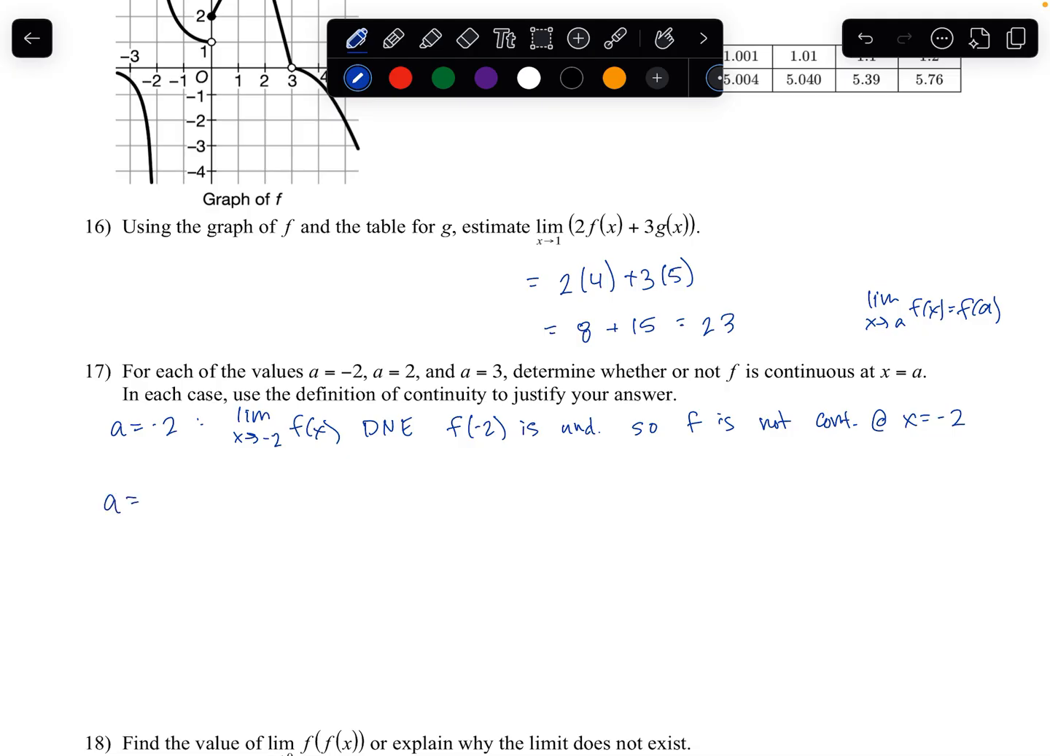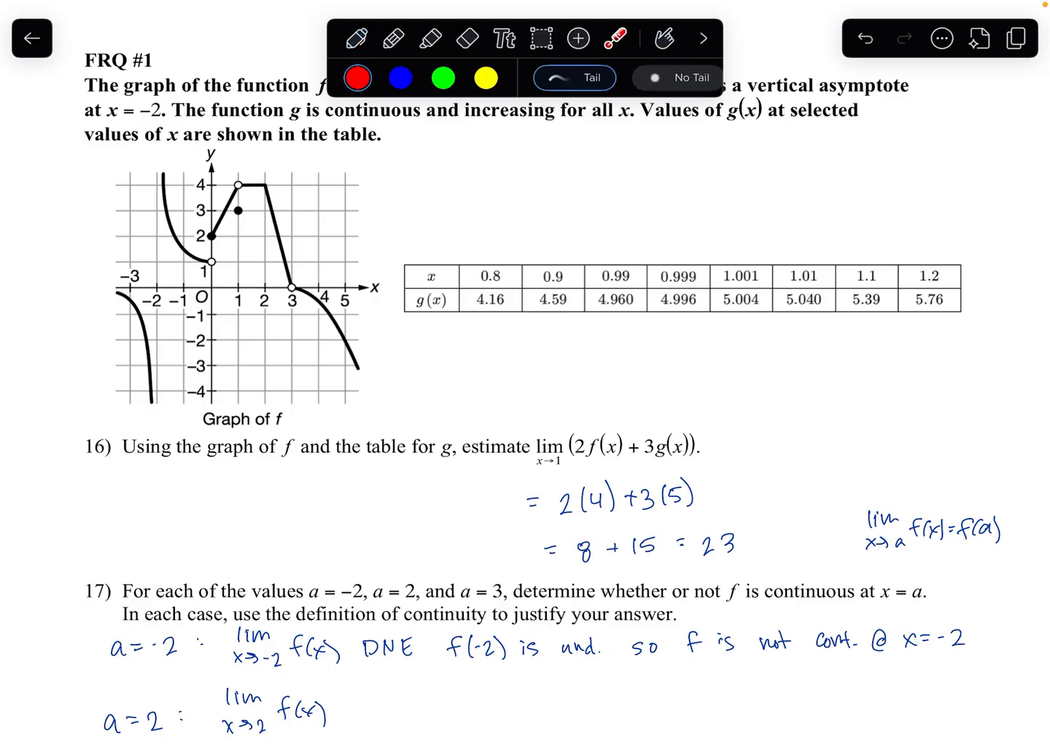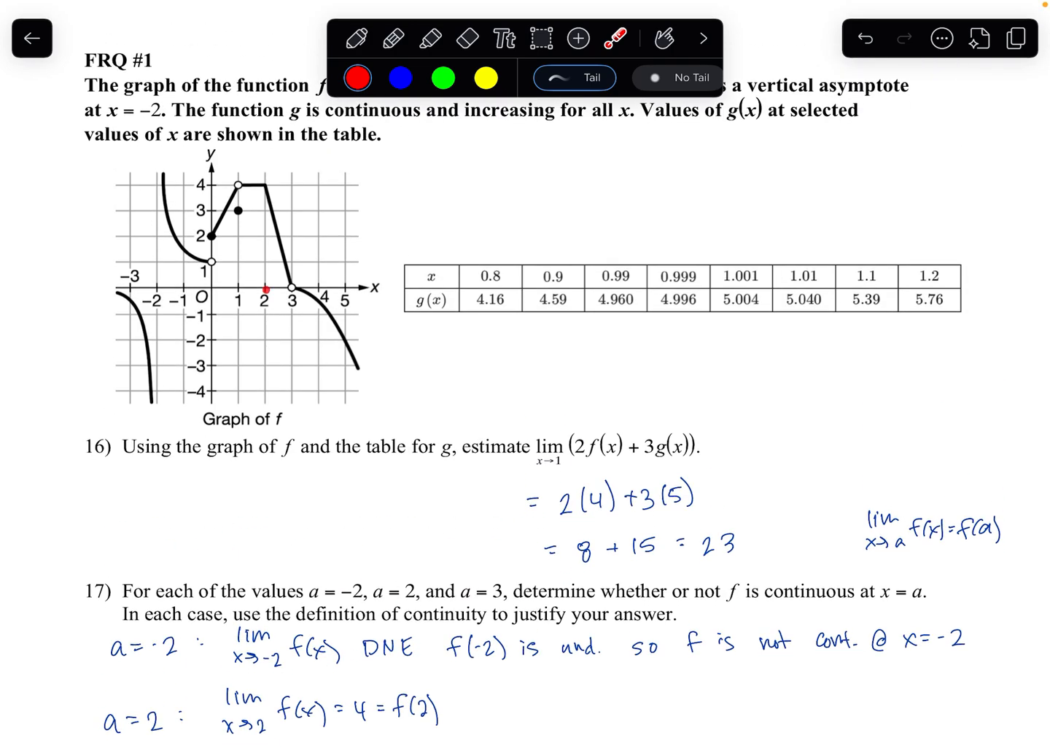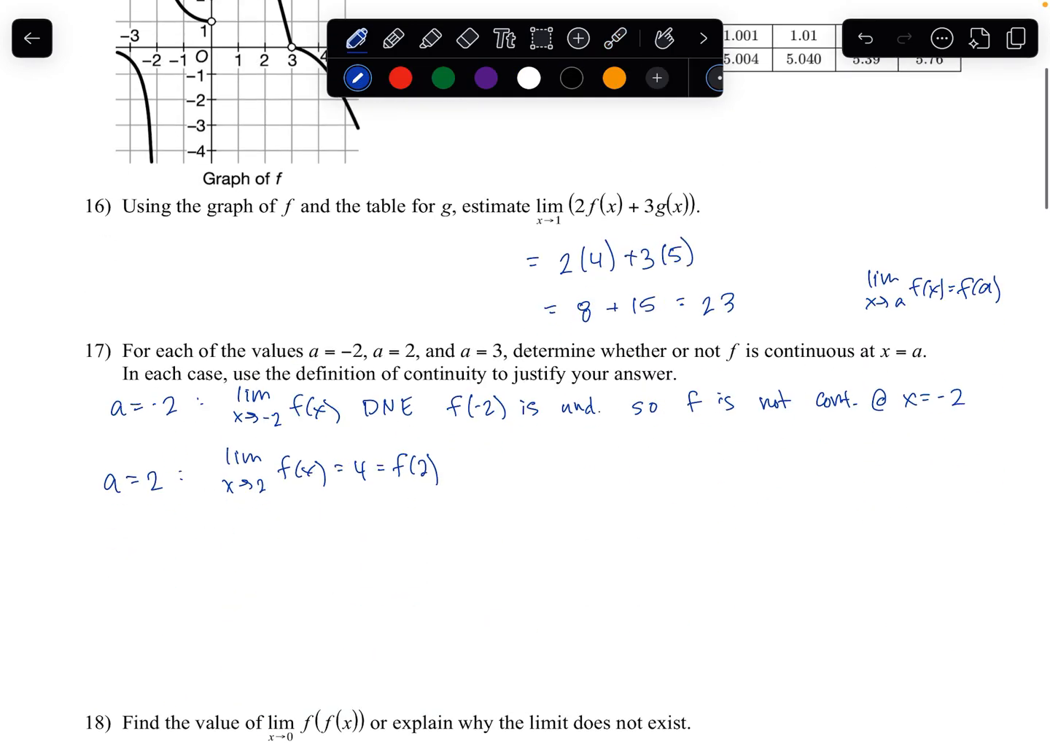Now for a equals 2, let's evaluate the limit as x approaches 2 of f of x. As x approaches 2, you can see from the left side it's 4, from the right side it's 4. So that's going to be equal to 4. And that's equal to f of 2. f of 2 is also equal to 4. And so you can say that f is continuous at x equals 2.